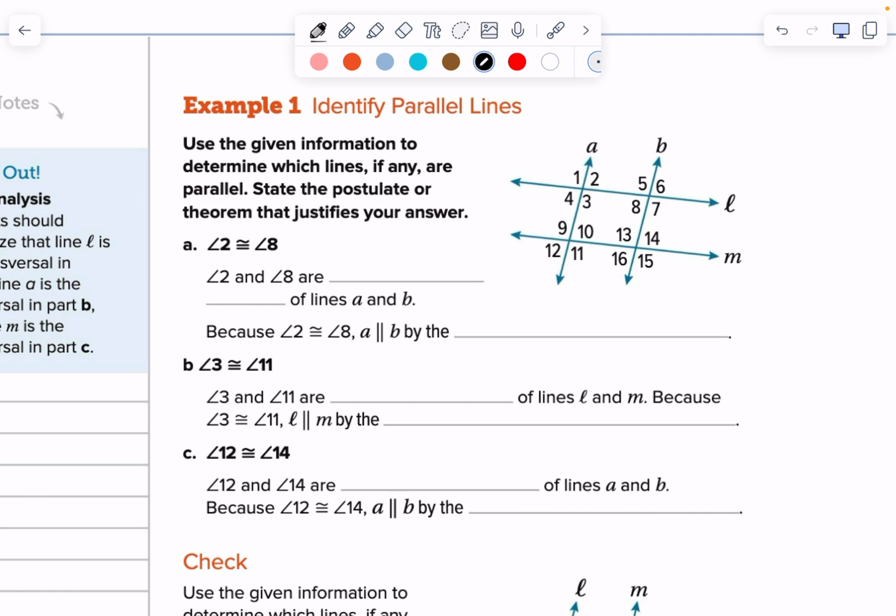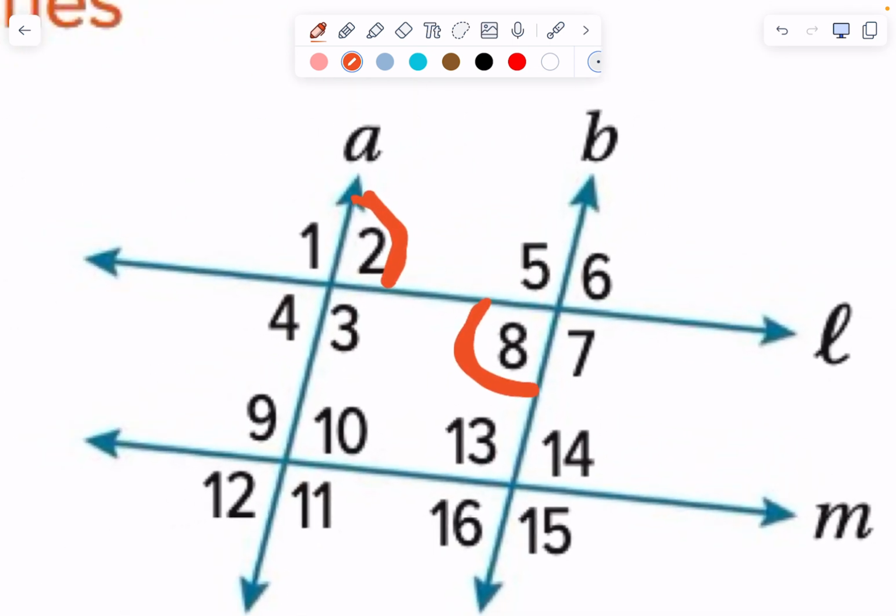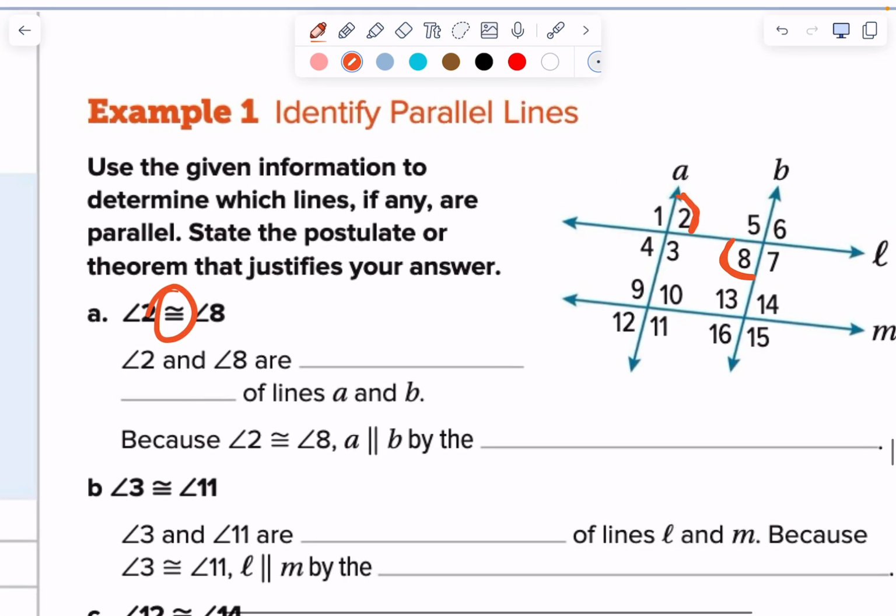Okay? If they tell me that angle 2 and angle 8 are the same, that's what congruent means. Angle 2 and angle 8 are congruent. They're telling me that those 2 angles are the same. That means which lines are parallel? A and B have to be parallel, right? Because what are 2 and 8? They are alternate interior angles. So angle 2 and angle 8 are alternate interior angles. So A and B are parallel.